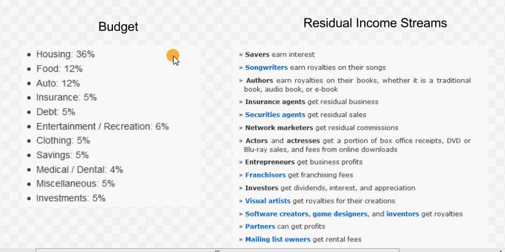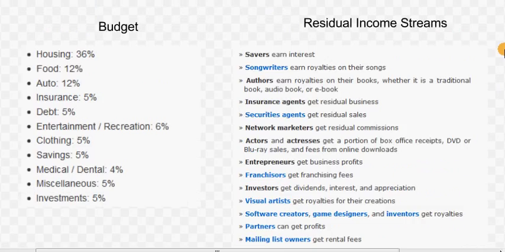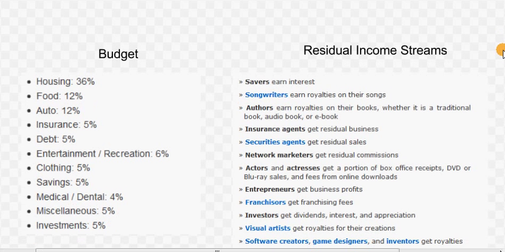Now, this is how it works in a real case scenario. What happens here is we've got about 18 things in this list. Now, of course, there are more than 18 ways to make residual income, but for the purposes of this video, I'm limiting it to 18. We can talk about some of the other ways at another time.